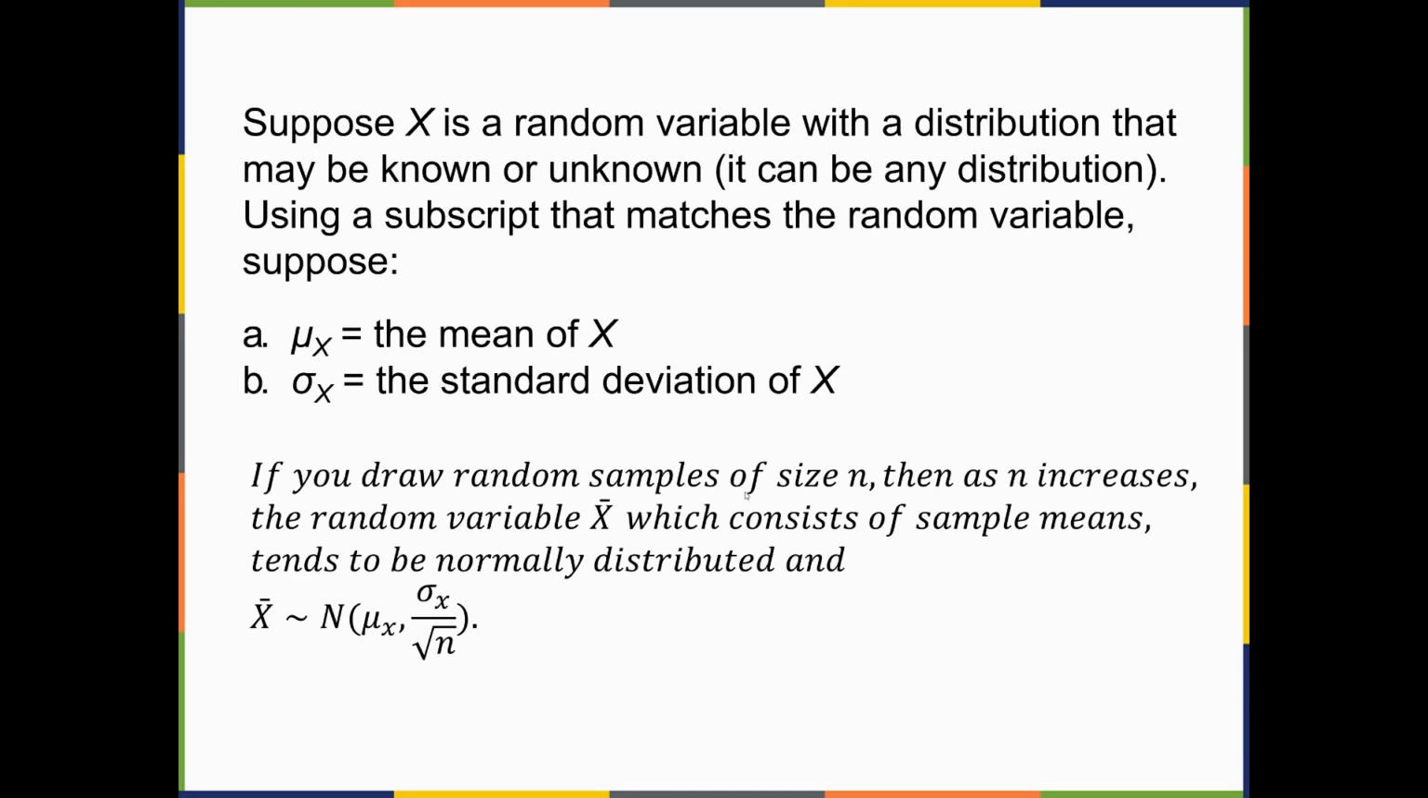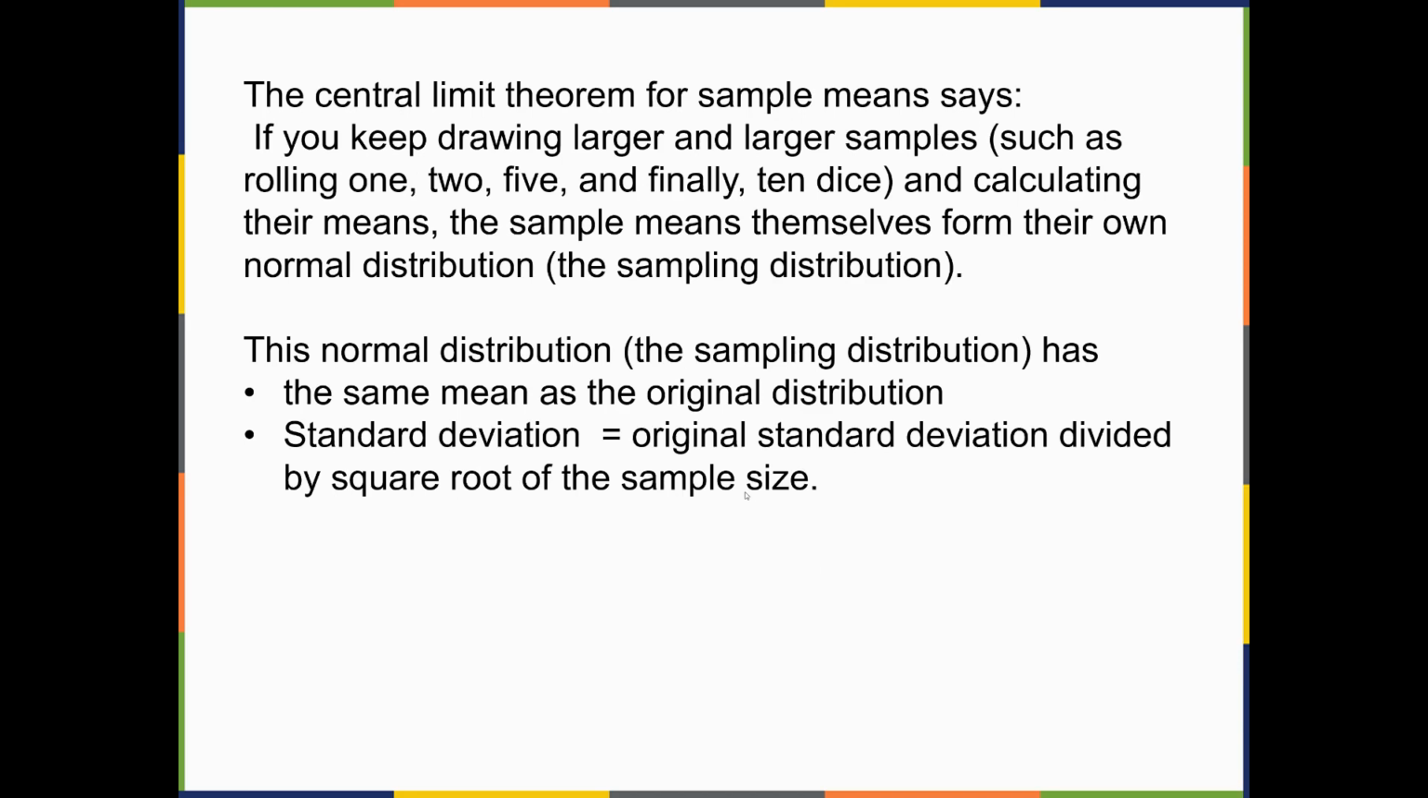And if we take this random variable, we draw random samples of size n from this random variable, a new random variable x bar, which consists of the sample means, will tend to be normally distributed with the mean the same as the original mean and a standard deviation equal to the original standard deviation divided by the square root of n. Let me go into this a little bit in more detail.